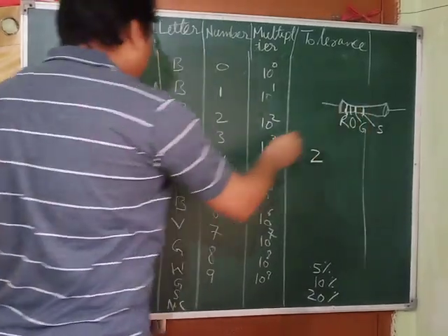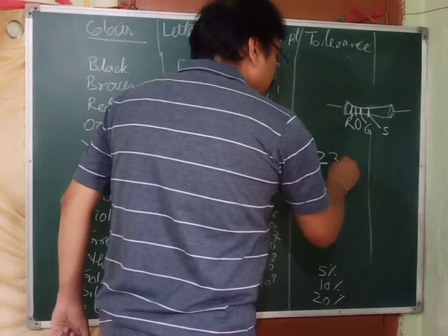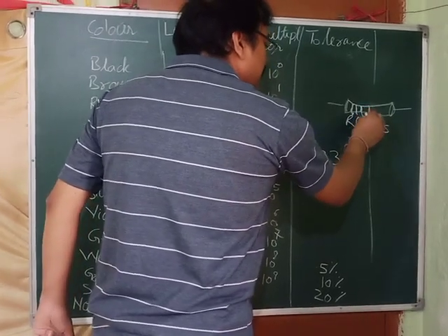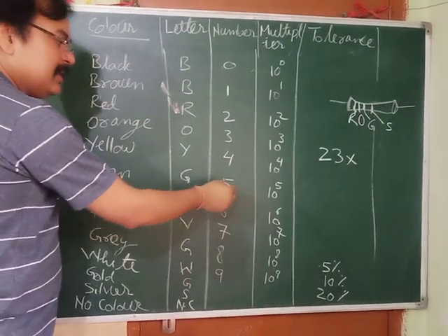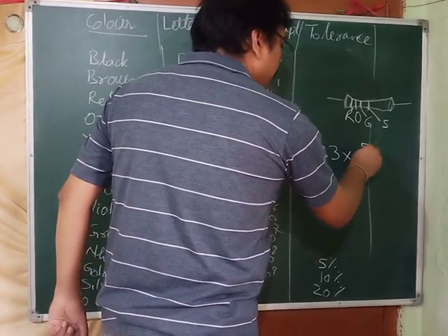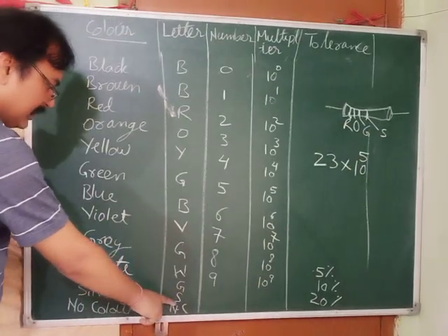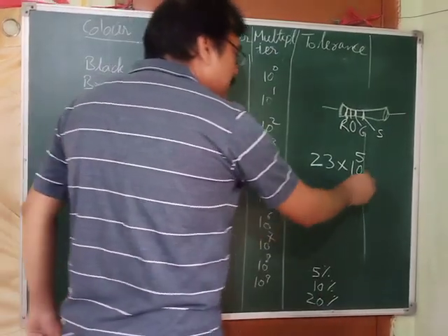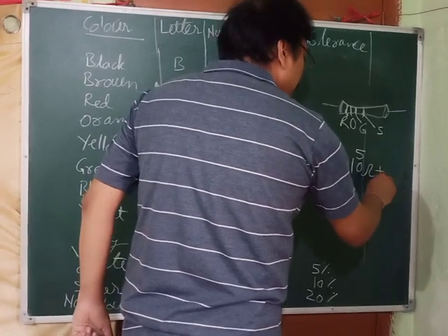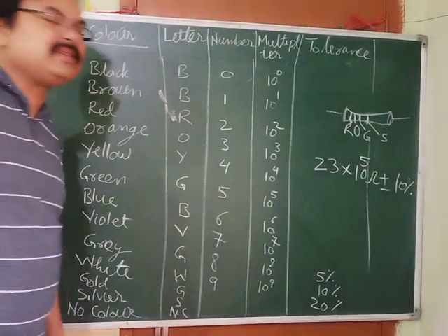Second is the orange. Orange has been given a number 3. So 3 you will get. Now third is green. Third is the multiplier, so multiplier is 10 to the power 5. Last is silver. Silver has been for tolerance, that is 10%. So this is 23 times 10 to the power 5 ohm plus minus 10%. This is the resistance of this resistor.